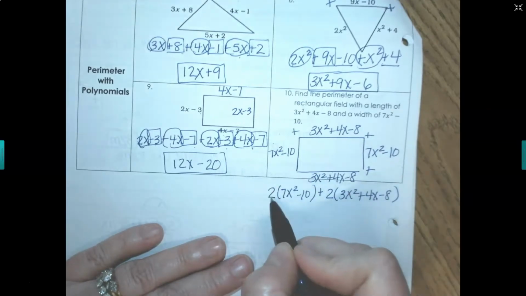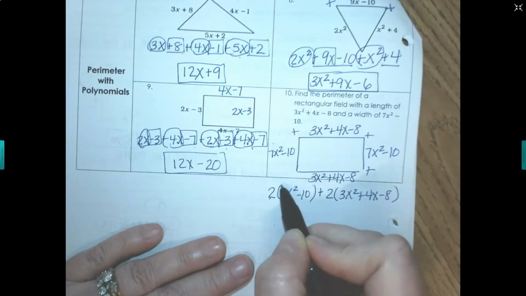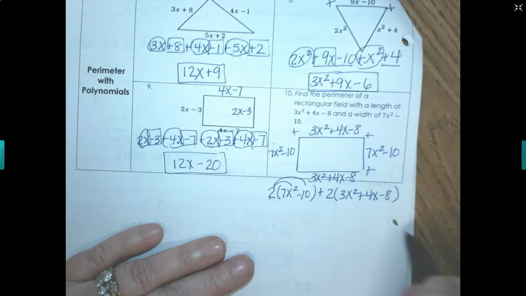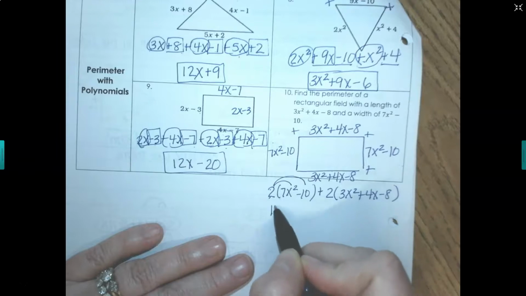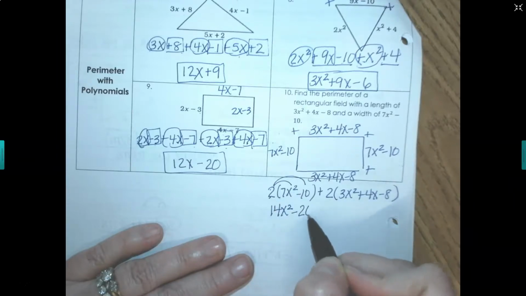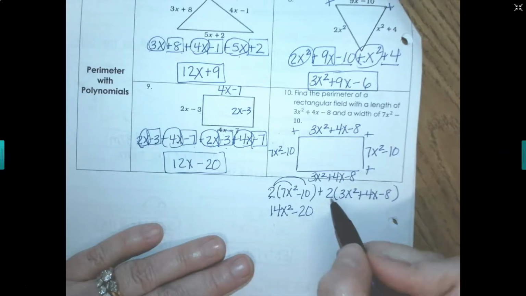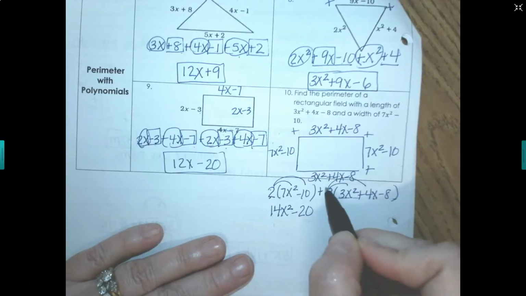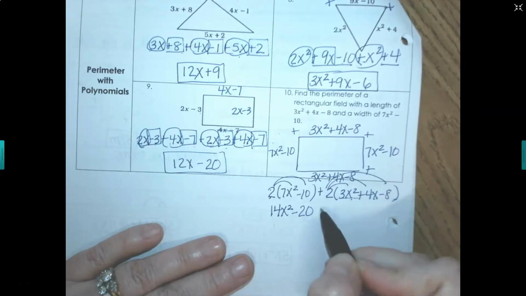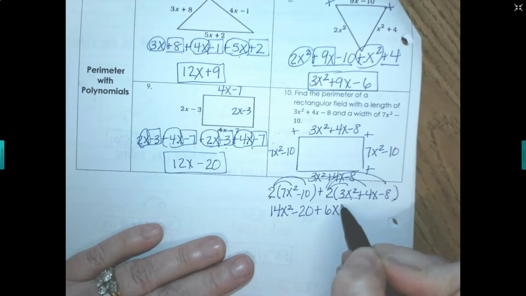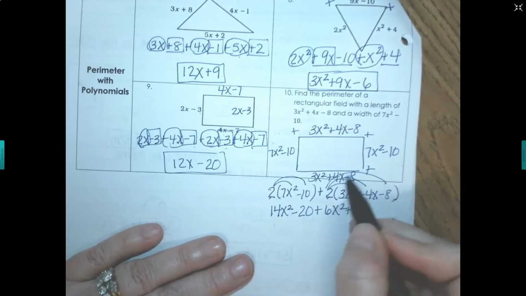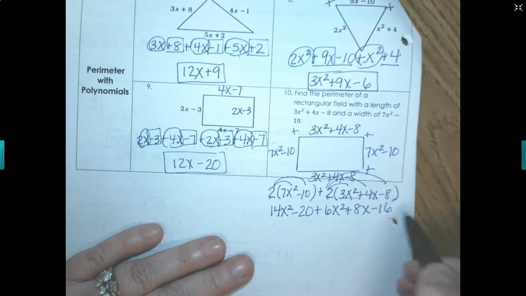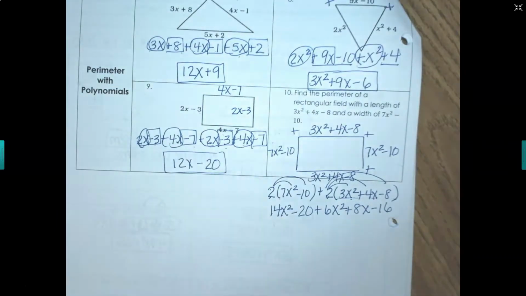Okay, so we can see how this is a 2 by a parenthesis. That's your distribution that you have to do. So 2 times 7x squared, 14x squared. 2 times negative 10 is negative 20. Same here. You've got this 2 distributing to this whole parenthesis coming after it. So 2 times 3x squared is 6x squared. 2 times 4x is 8x. And 2 times negative 8 is negative 16.